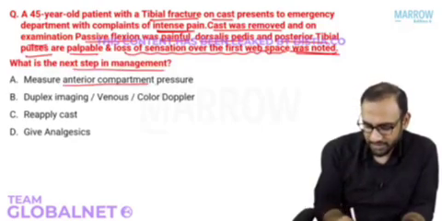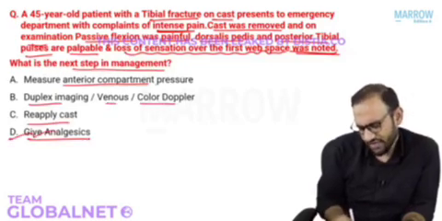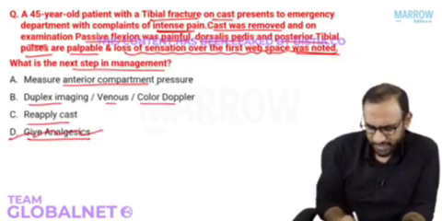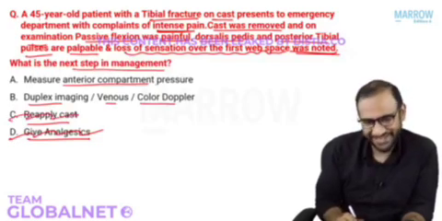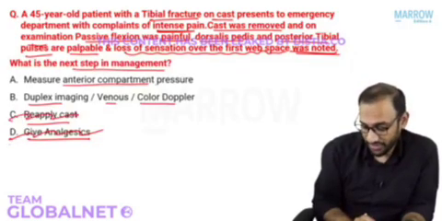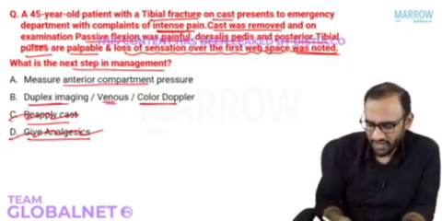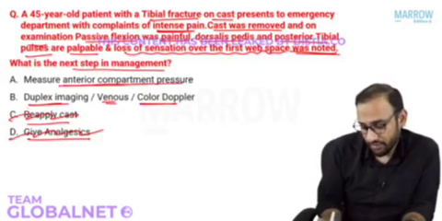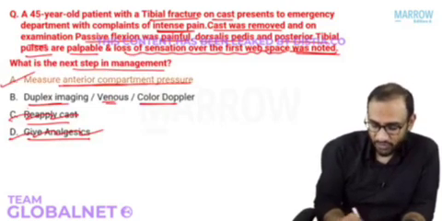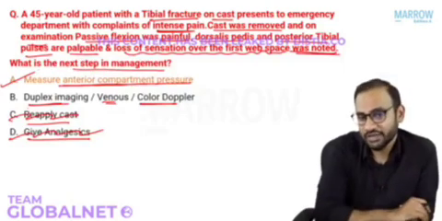Measure the compartment pressure, duplex imaging, venous or color Doppler, reapply the cast, give analgesics. Giving analgesics is just temporary. Reapply the cast, I don't think that is something you should do because the patient is already in compartment syndrome. Duplex imaging, venous, color Doppler, why would you want to do that? You've already done it and there is palpable pulse, right? So there is no point in doing that. Measure the anterior compartment pressure. Yeah, that would be something that you would want to do ideally because it will help you make the diagnosis.